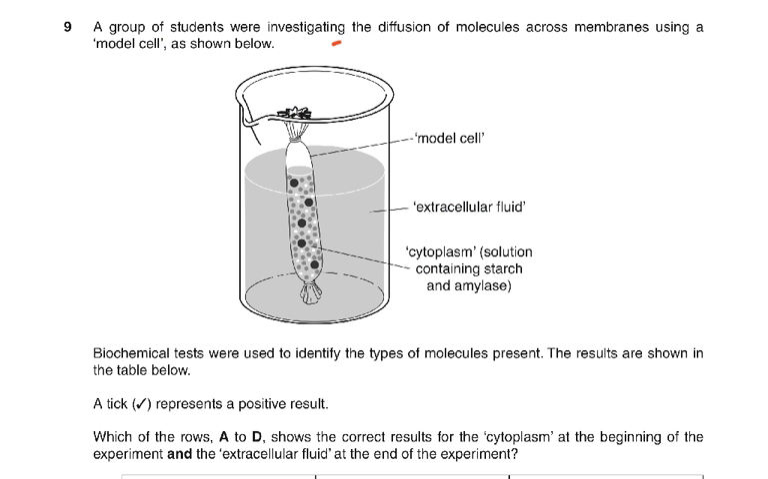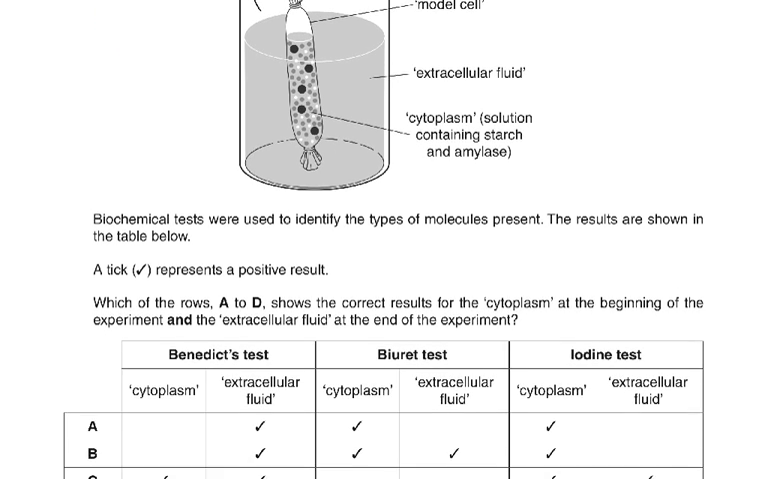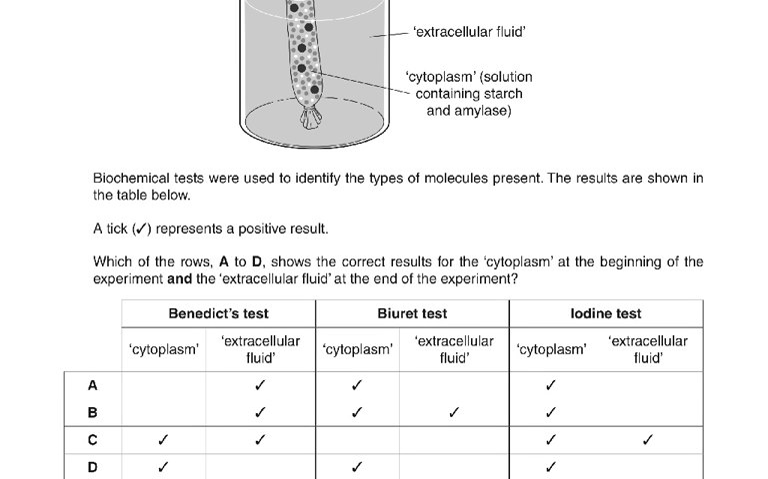A group of students were investigating the diffusion of molecules across membranes using a model cell as shown below. Model cell, extracellular fluid, cytoplasm, solution containing starch and amylase. So inside the model cell we have starch and amylase. Biochemical tests were used to identify the type of molecules present. The results are shown in the table below. A tick represents a positive result. Which of the rows A to D show the correct results for the cytoplasm at the beginning of the experiment and the extracellular fluid at the end of the experiment?